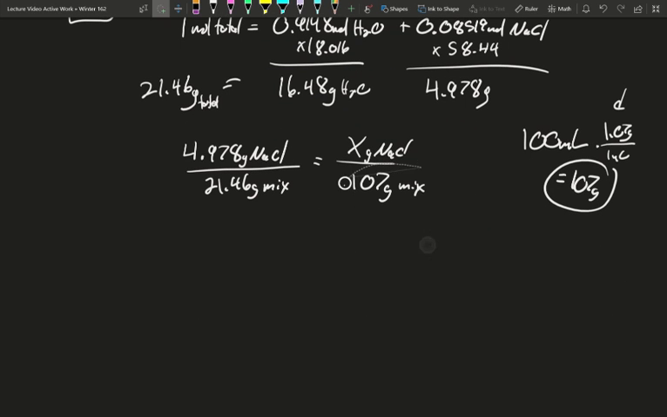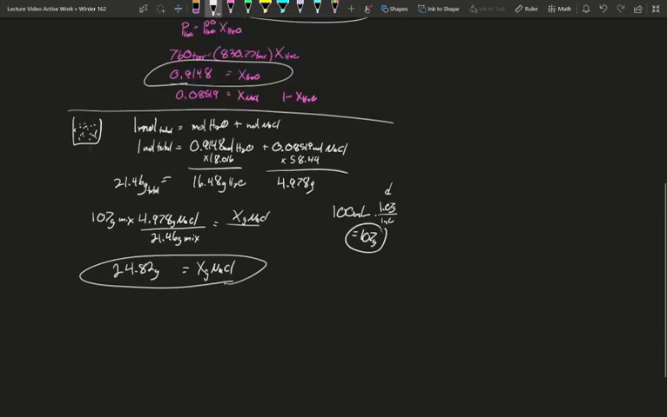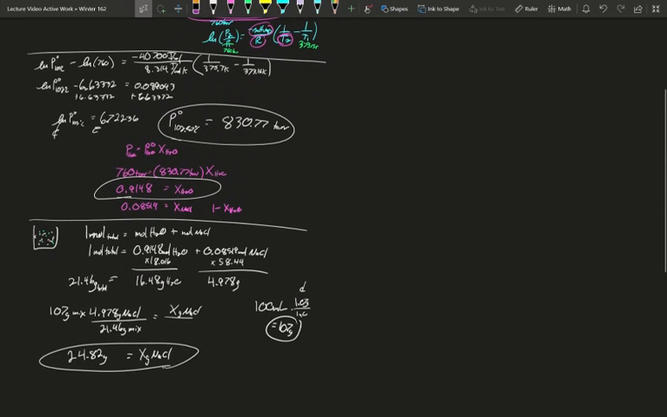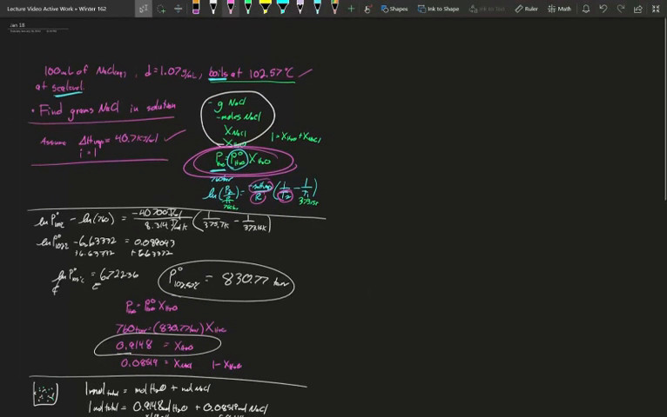Rearrange this, multiply the 107 up, calculate over, and what we'll find is that X grams of sodium chloride will come out 24.82 grams. So we had a mixture. We didn't know how much sodium chloride was in it, but we did know the boiling point, and we knew the total mass. I knew that, hey, I had 100 mils of it at this density, so I had 107 grams of it, and it boiled at 102.6 degrees Celsius.